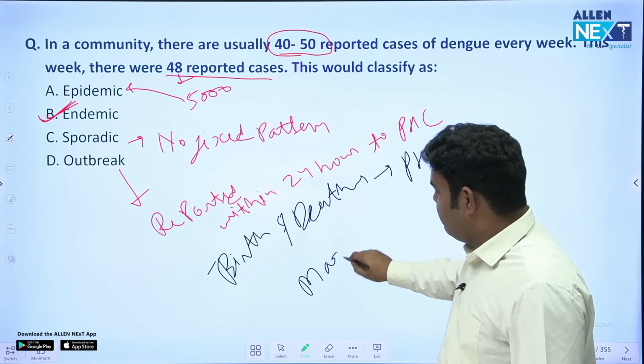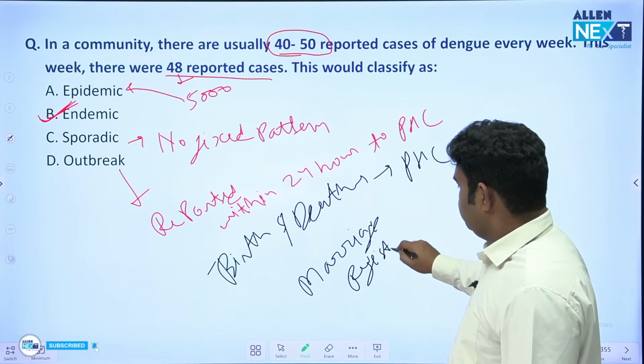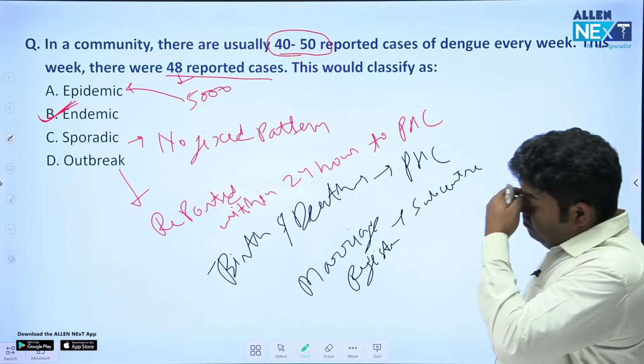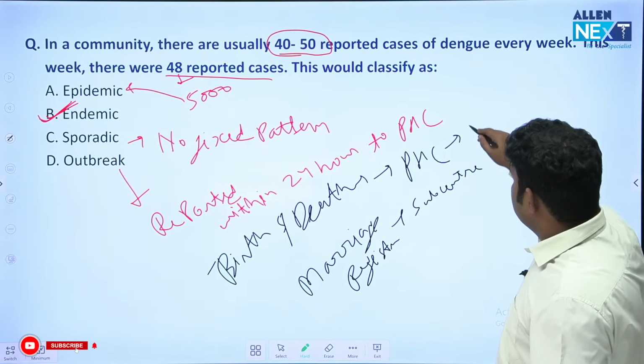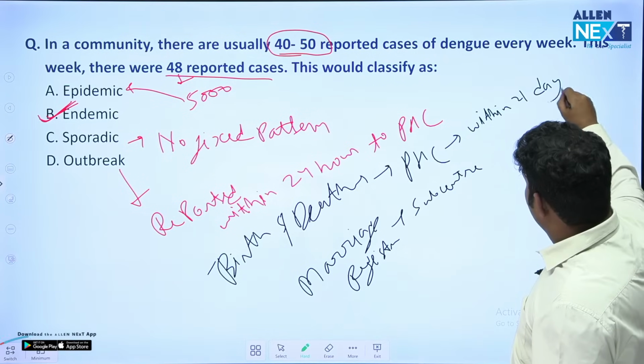Marriage register. Where is the marriage register? That is at the sub-center. Sub-center, marriage register. PHC, birth and death. And within how many days do you have to report birth and death? Within 21 days. You have to report it.